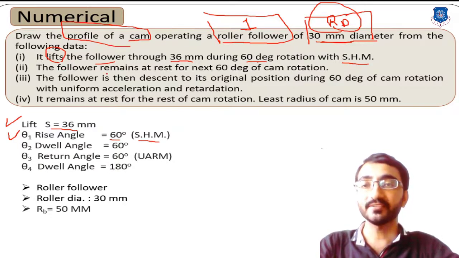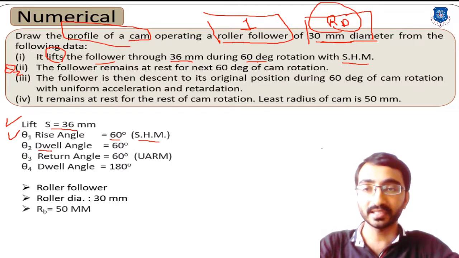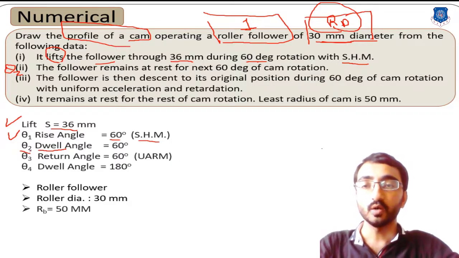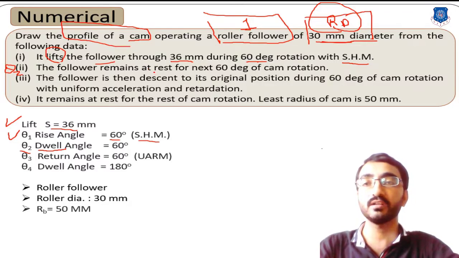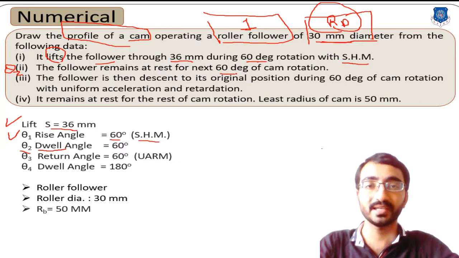Then the second data: the follower remains at rest for the next period. This rest represents the dwell phase, that is theta 2. Over here they have mentioned that it remains at rest position, and they have not clearly mentioned the word dwell, so be careful. It is given as 60 degree cam rotation. So theta 2 is 60 degrees.